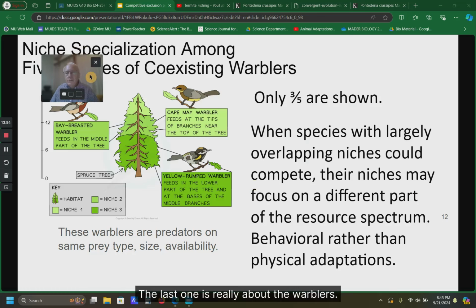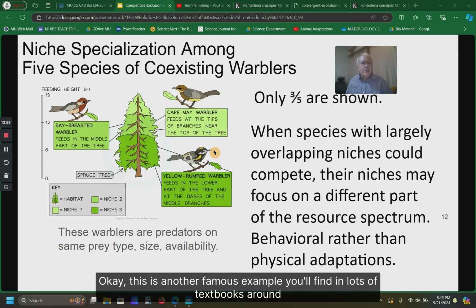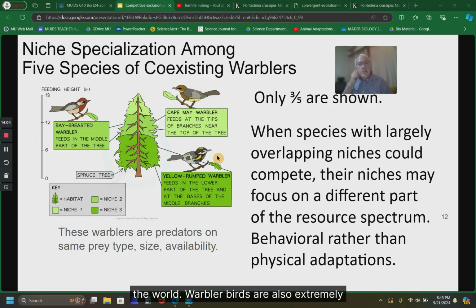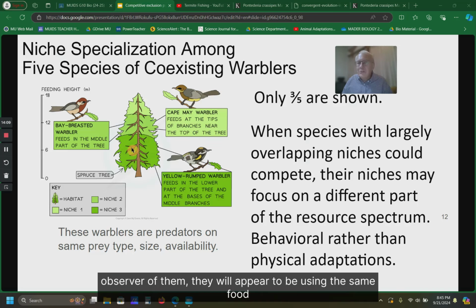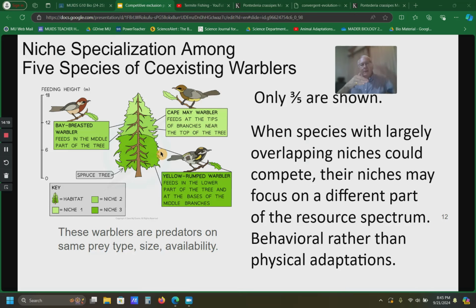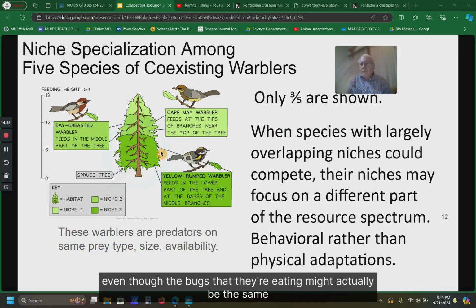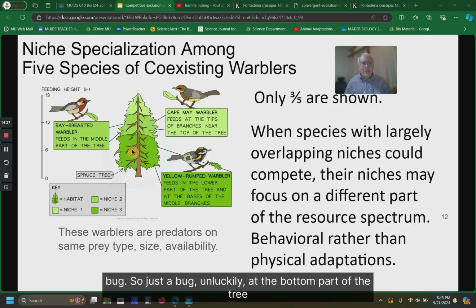The last one is really about the warblers. This is another famous example you'll find in lots of textbooks around the world. Warbler birds are also extremely similar to each other, and if you are a casual observer, they appear to be using the same food all the time. But the fact is they take that food at different places on the tree. So they have partitioned the resource in terms of feeding location, even though the bugs they're eating might be the same bugs.